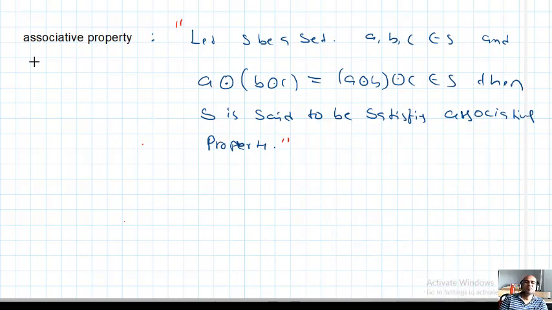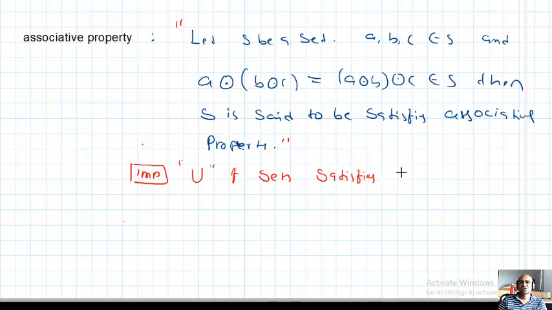Okay. Important, this is important. Union of sets satisfies the associative property. I just verified; the proof can be done later using Venn diagrams, that is not a big problem.